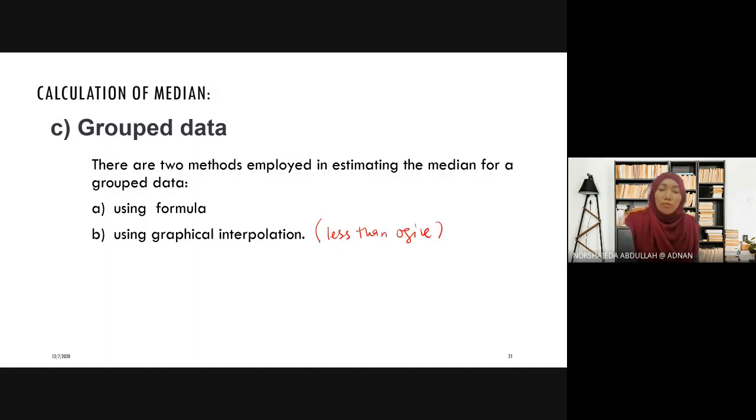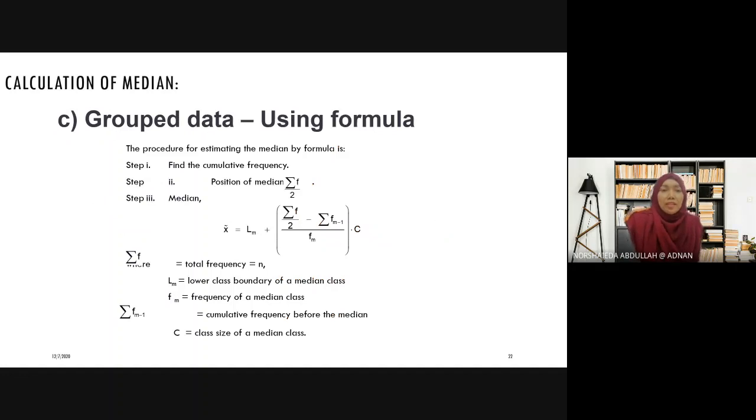From the OGIF, we can find the median, or we can estimate the value of the median. For the first method, using the formula, this is the formula of the median. You don't need to memorize the formula, you just need to understand how to use it. So next we follow the steps.